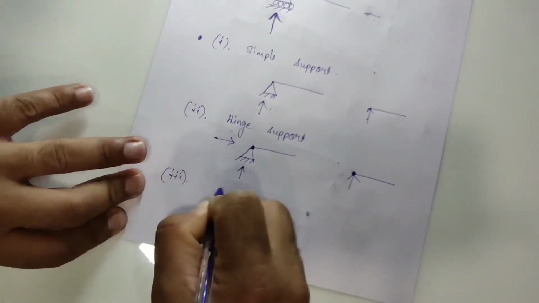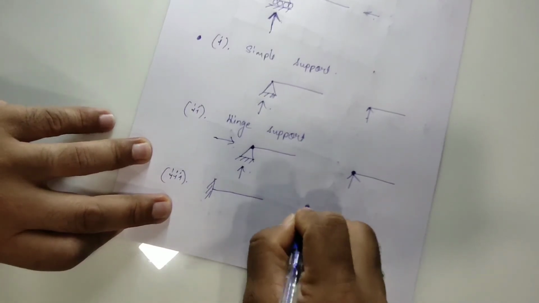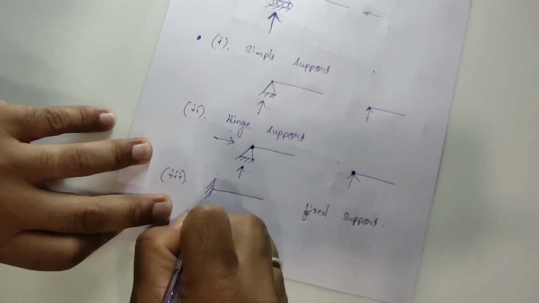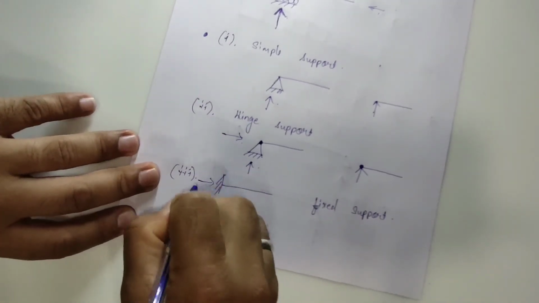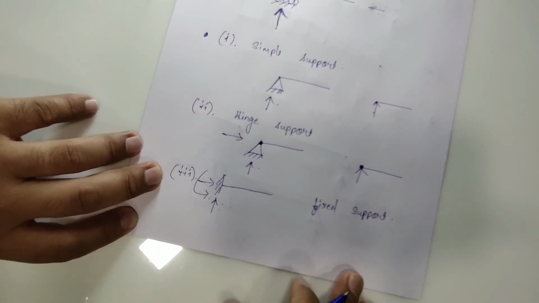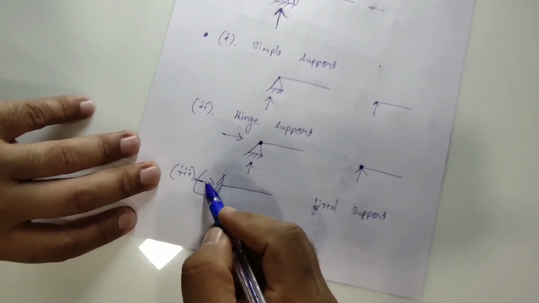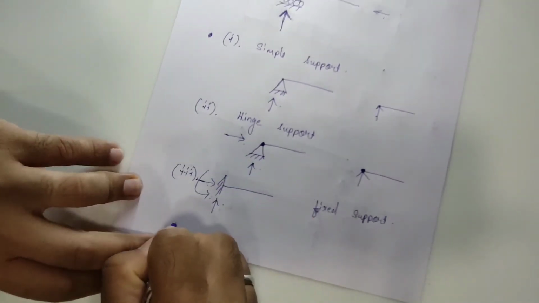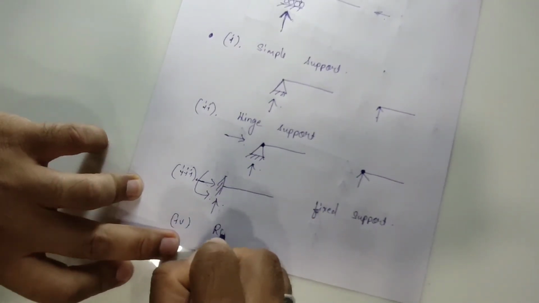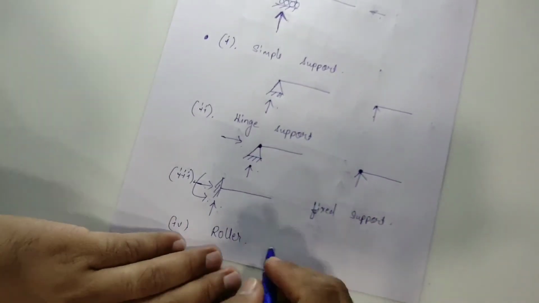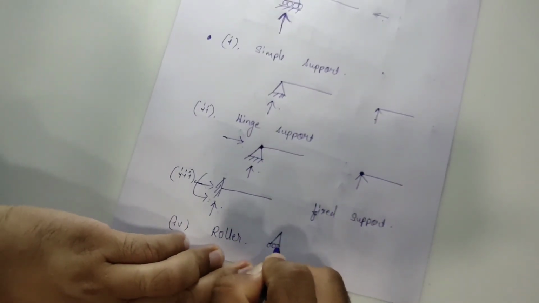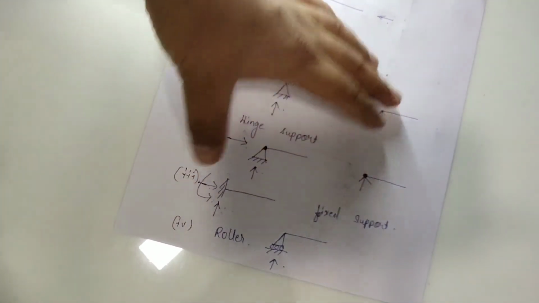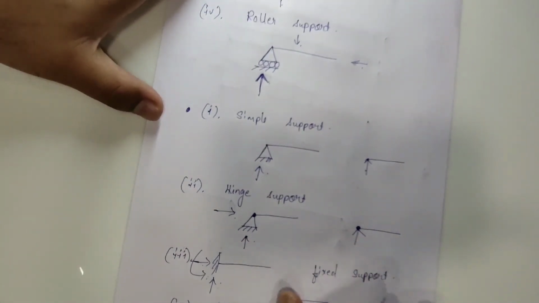The third one was the fixed support. The fixed support provides vertical, horizontal, and the third one is a moment also. It can resist vertical, horizontal, and rotational force also, that is, we are calling it moment. And the last one, the fourth one, was the roller, which is like our simply supported beam only, but the notation is like this, and it only provides one vertical reaction. So these are the four types of supports.